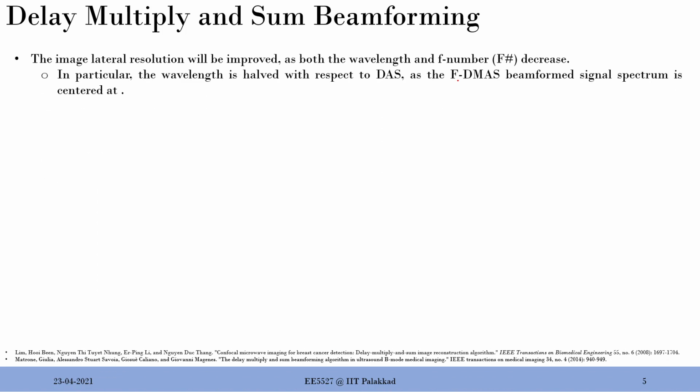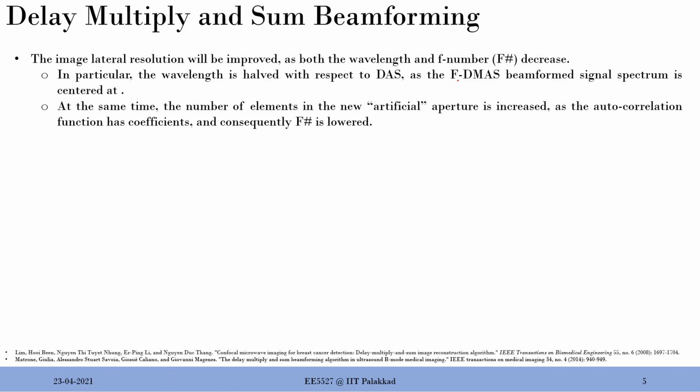Okay, so I think I have it written here. I think some sentence is missing, I will correct that. So the wavelength is half with respect to DAS, as the FDMAS beamformed signal spectrum is centered at 2f0. I think 2f0 is missing here, sorry for that, I will correct it before uploading.